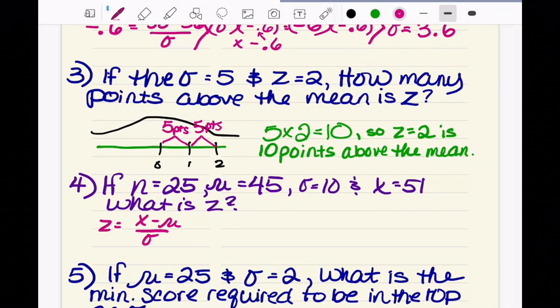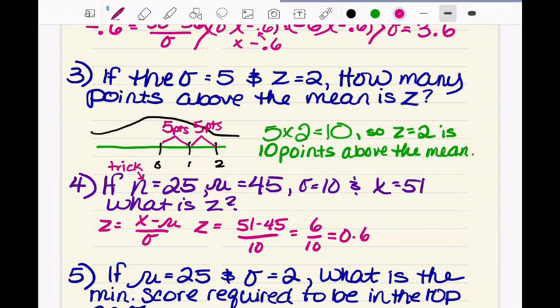Next, if n equals 25 and the population mean equals 45, standard deviation is 10 and x is 51, what is z? We'll take our regular z formula and plug the numbers that we have in for it. So 51 minus 45 divided by 10 is going to give us 6 divided by 10. So z equals 0.6.